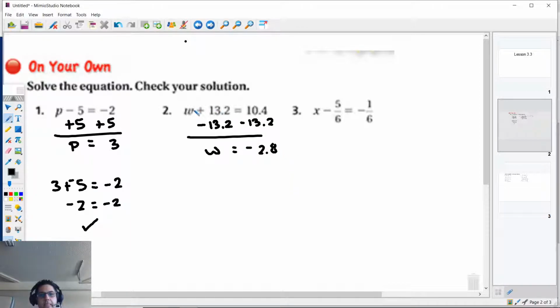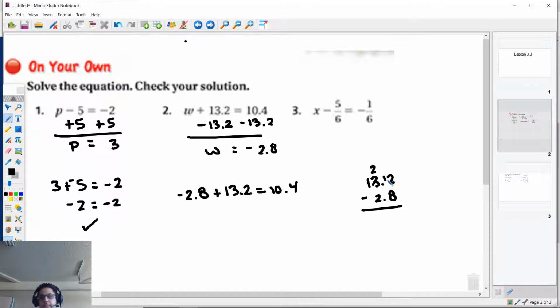To check it, it would just be here, negative 2.8 plus 13.2, and we hope to get 10.4. Now, over here, again, they are different, so I'm going to go ahead and subtract it. So that's 13.2, subtract 2.8. Can't subtract, so I borrow. 4, 0, 1. So 10.4 with the positive sign that's hidden is equal to 10.4. Looking good. All right. Fraction problem now.